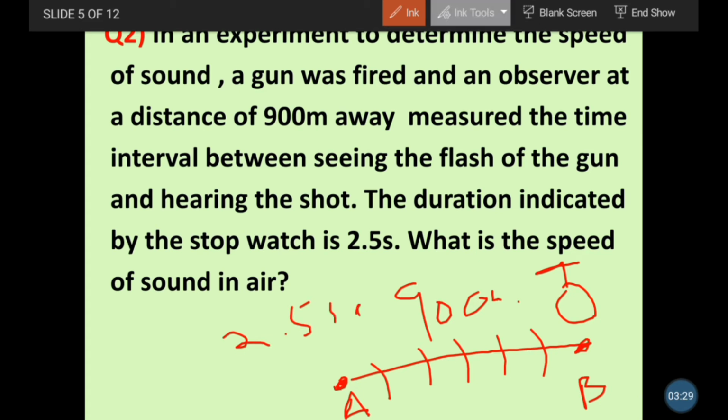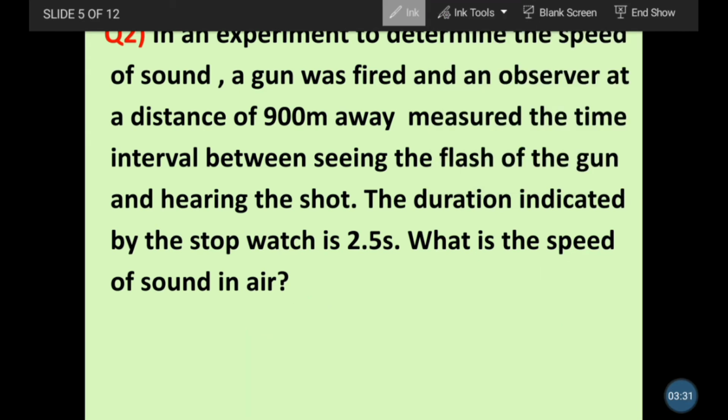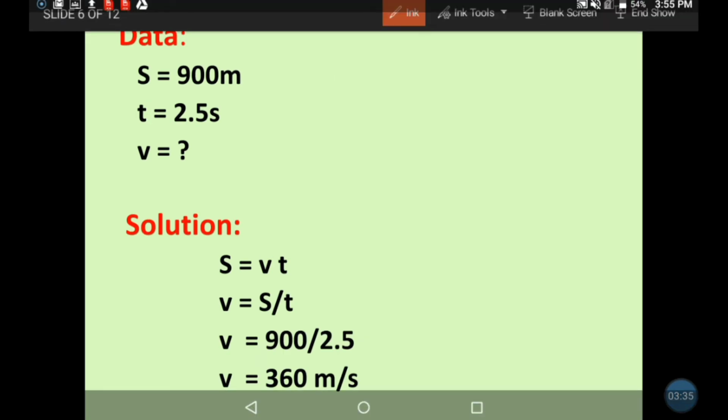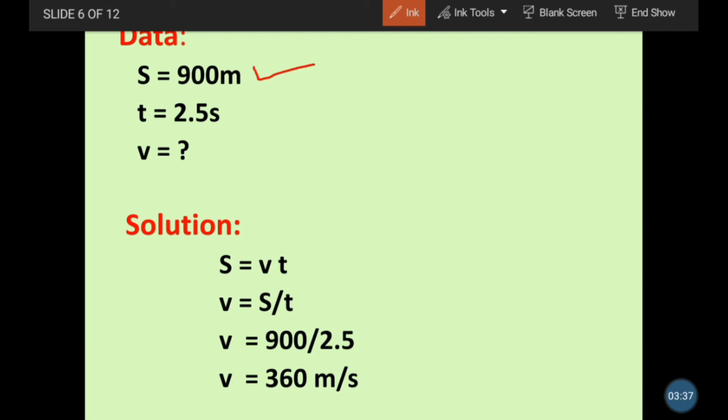So here we have the distance between point A and point B, which is equal to 900 meters, and we have a time which is equal to 2.5 seconds. In this time, the sound covers a distance of 900 meters, and we have to find the speed of sound. We will apply the formula s = Vt, so V = s upon t. We put the values of s and t in this formula and finally get the result, which is 360 meters per second.